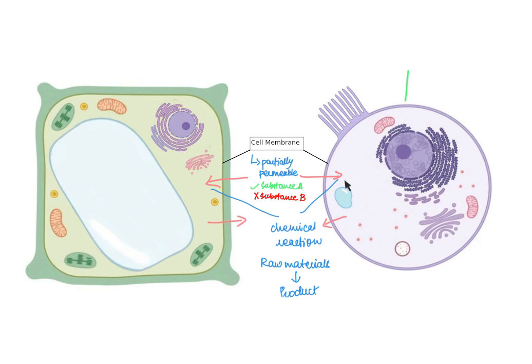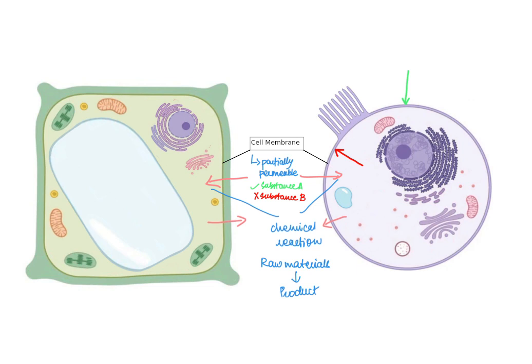So, if something was trying to enter the cell from outside the cell, the first structure that they would encounter that would limit its entry would be a cell membrane. Similarly, if any product was trying to leave the cell, it would have to cross a membrane in order to leave that organelle or cell.